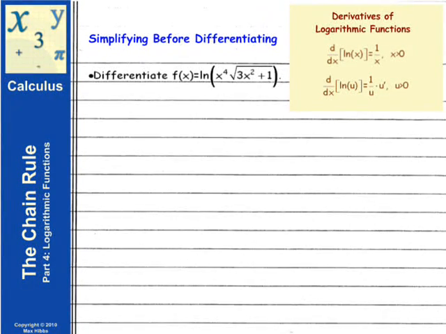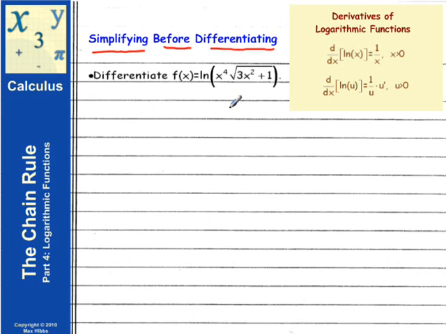Okay, let's look at this example, which is a little more involved. And notice what I've said here: simplifying before differentiating. So we've seen a couple of simple examples there, but the idea here is before we actually try to find the derivative of this function, maybe we can use laws of logarithms to make it simpler and easier to deal with.